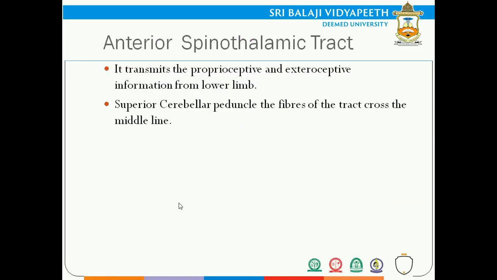Now, coming to the anterior spinocerebellar tract, what is the function? It transmits proprioception and exteroception information from the lower limb. So the entire proprioceptive function from the lower limb is transferred to the cerebellum by means of the anterior spinocerebellar tract. Then the superior cerebellar peduncle and the fibers of the tract cross the midline, whereby the right half of the body comes under the control of the left cerebellar hemisphere, and the left half of the body is under the control of the right cerebellar hemisphere. So there is also crossing over seen in this tract, in the superior cerebellar peduncle.